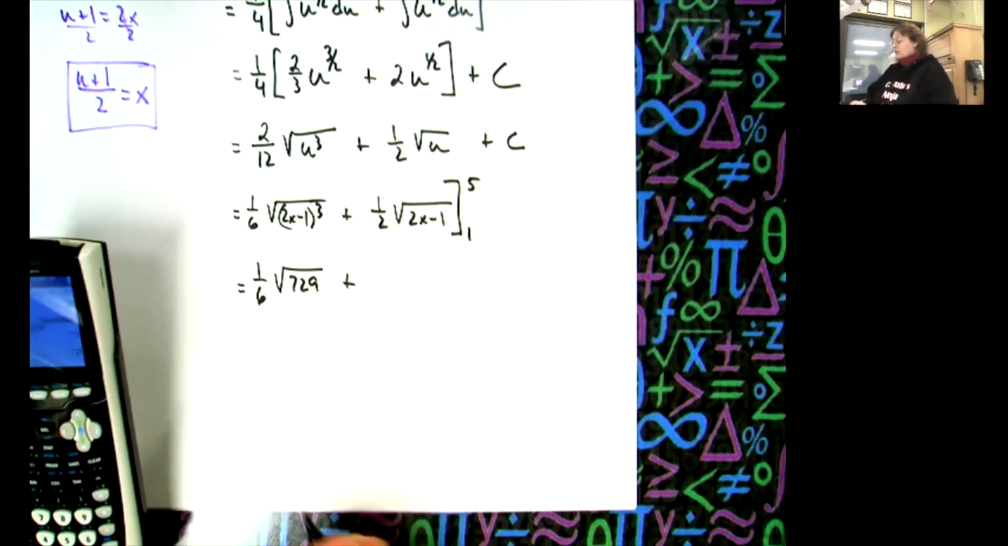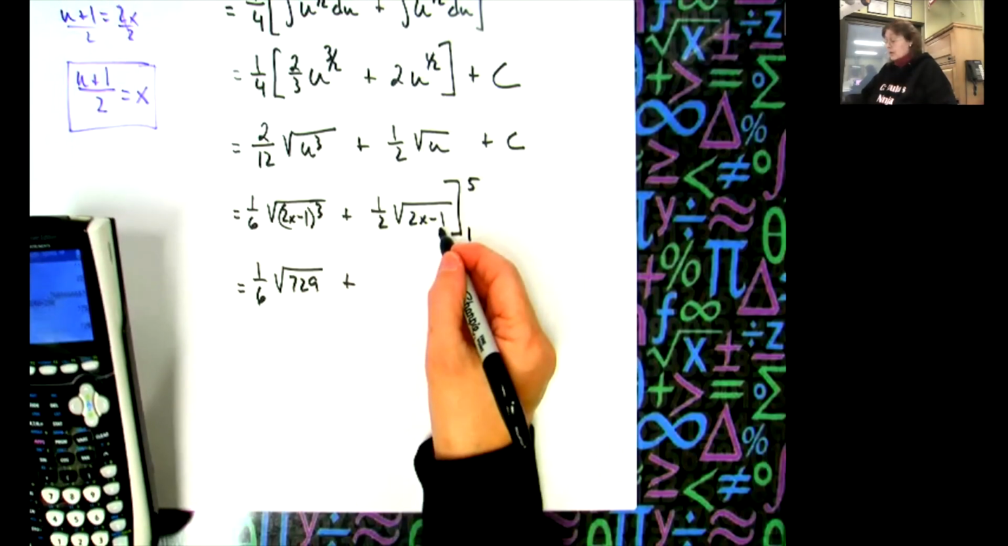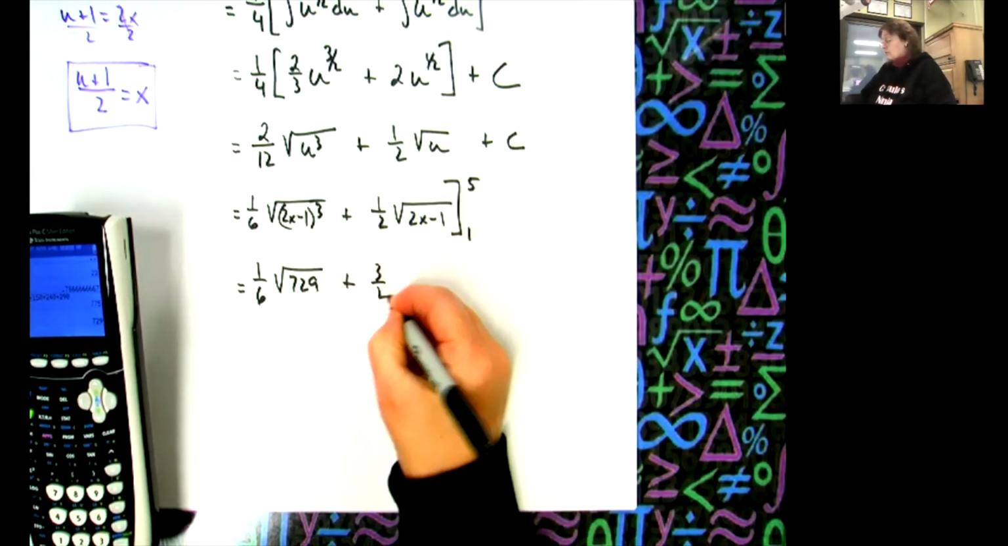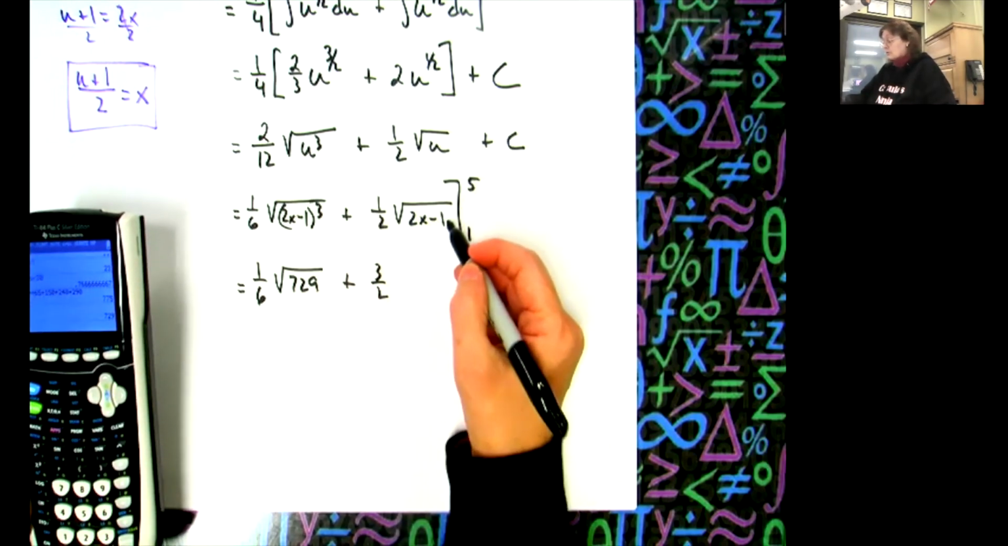Again, don't let me screw this up. Plugging in 5 is going to be 10. Square root of 9 is going to be 3. So this will be 3/2. Let's do that again. 10 minus 1 is 9. Square root of 9 is 3.